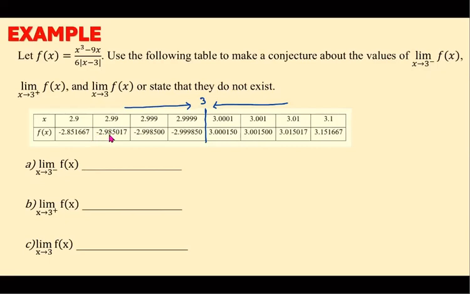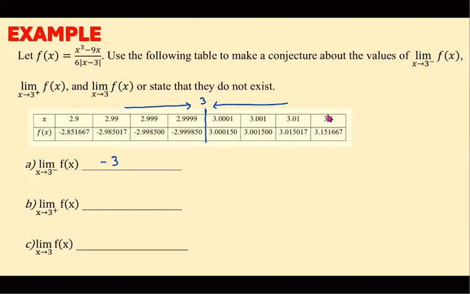Next is negative 2.98, then negative 2.99, negative 2.999. So clearly you can see that these numbers are approaching closer and closer to negative 2.99999, meaning we are approaching closer and closer to negative 3. So the left-hand limit is negative 3.